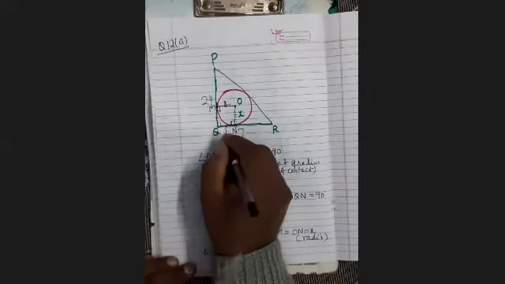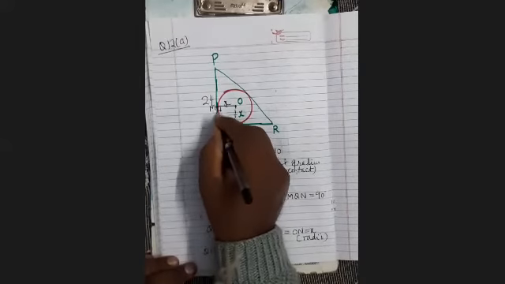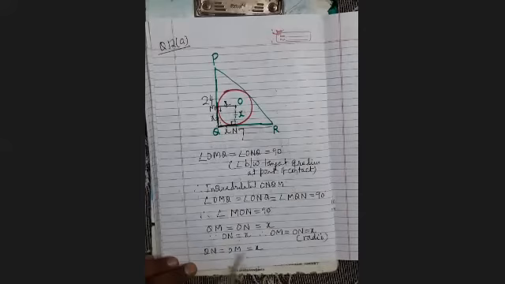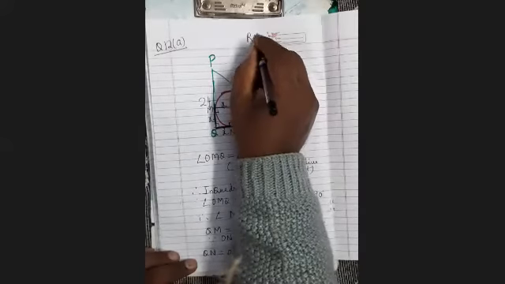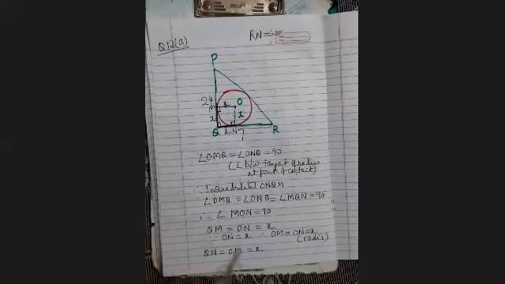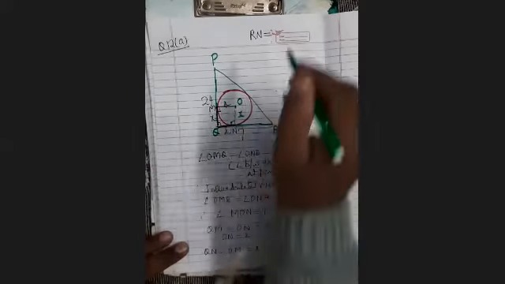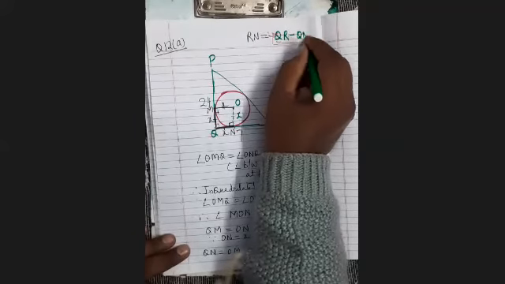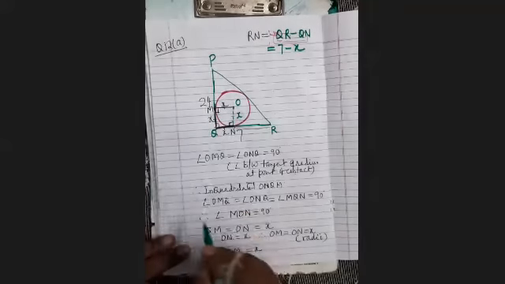Now everyone look, how much has this length become? X. And this length also becomes X. So you find out RN. What will be RN here? RN will be equal to how much? Who can tell me how much RN will be? QR minus QN. That is QR is 7 minus X.